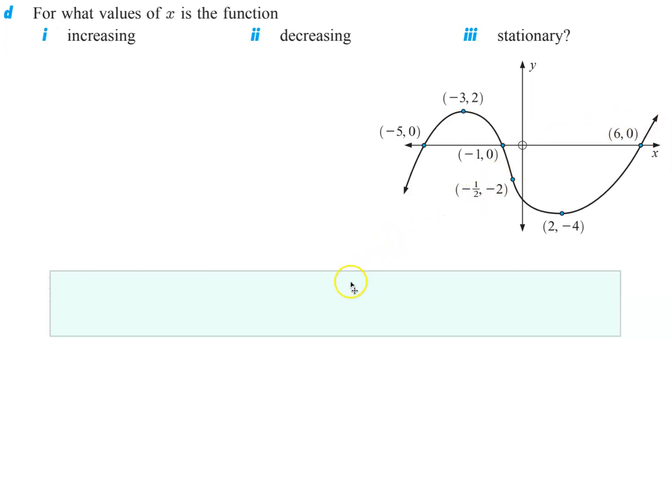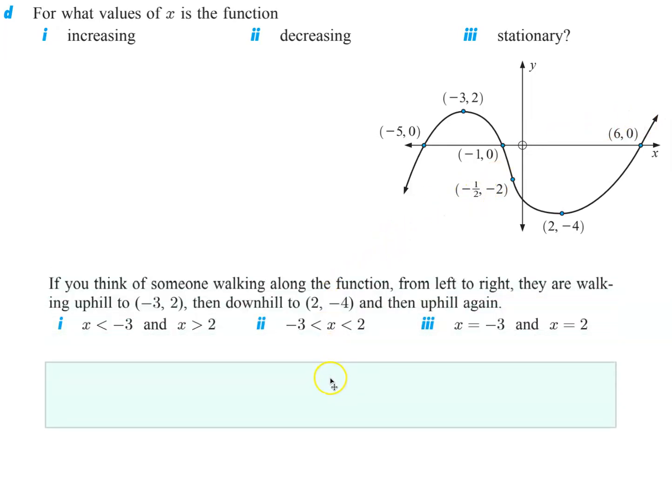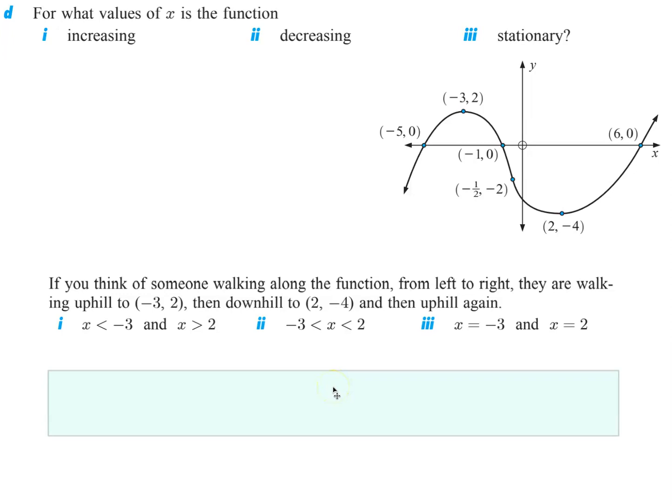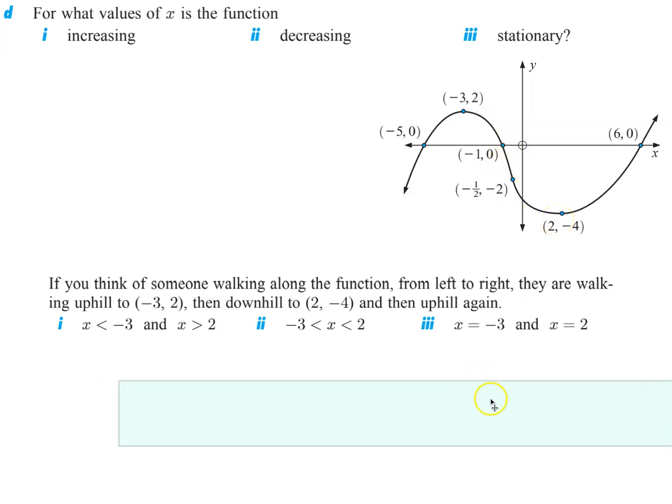So here's the answers you should have written down for question D. Increasing when x is smaller than -3, so this part of the graph, and when x is bigger than 2, this part of the graph, you're walking uphill. You're walking downhill between -3 and 2, so that's the way you write that. And the stationary points are when x equals -3 and x equals 2.